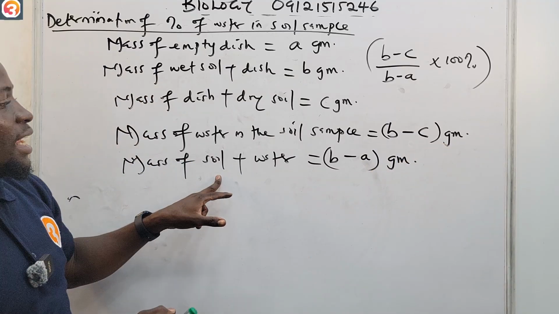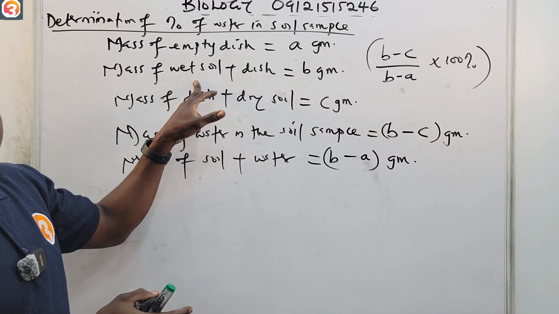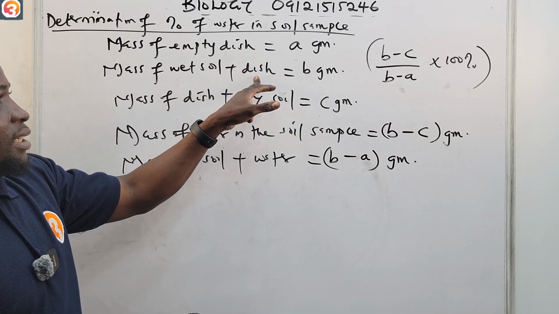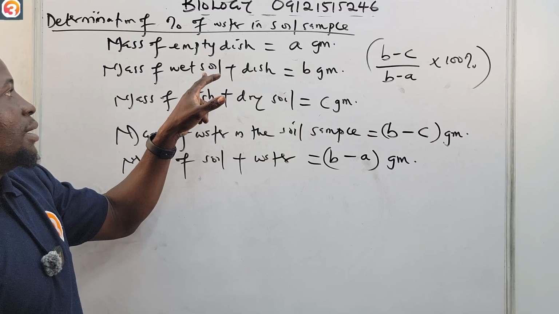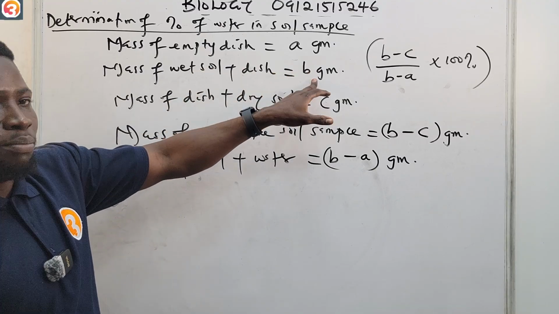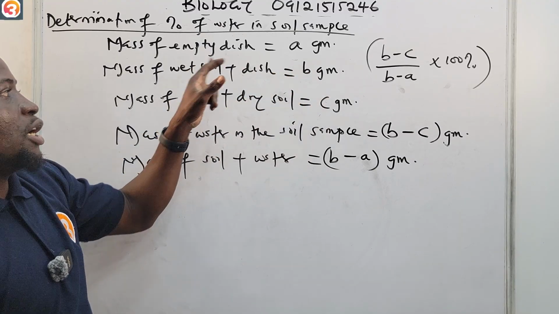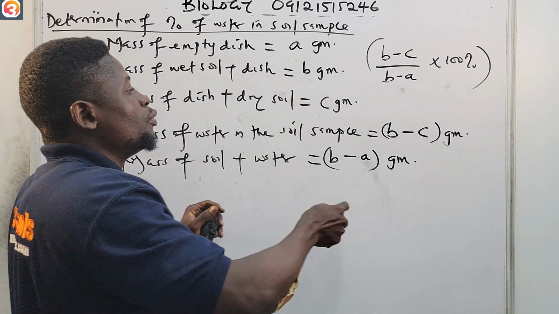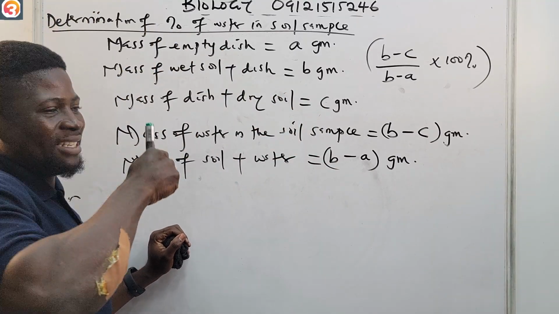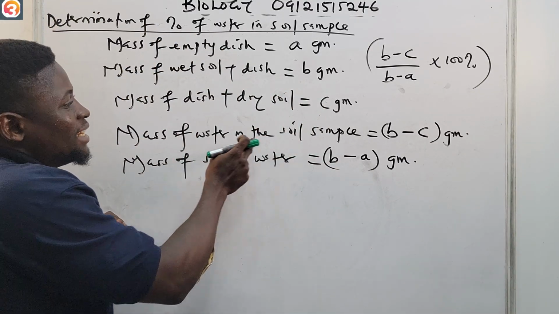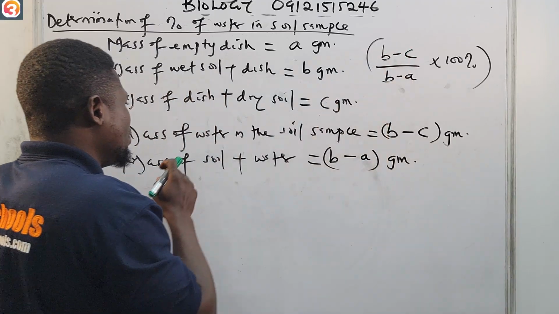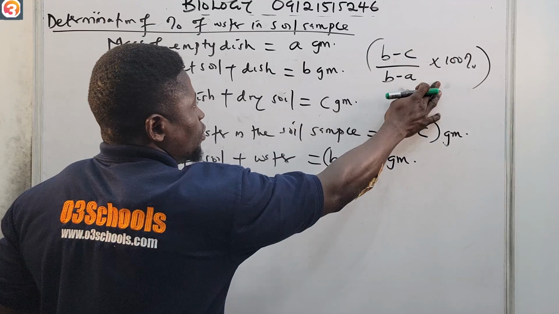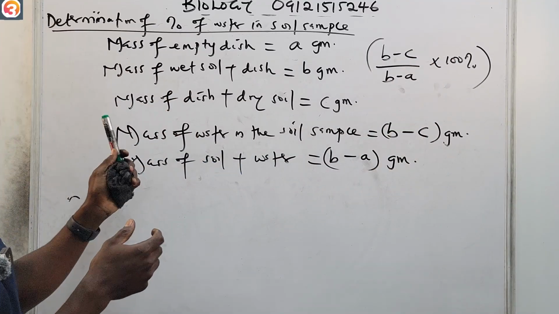Now, the mass of soil plus water is the mass of wet soil, the soil that has the water. Since we know the mass of the dish to be A, the mass of wet soil plus A is equal to B. So the mass of wet soil will be B minus A. To get the percentage of water in that soil sample, we take the mass of the water itself, which is B minus C, over the mass of soil plus water, which is B minus A, times 100%. We will see this in calculation.